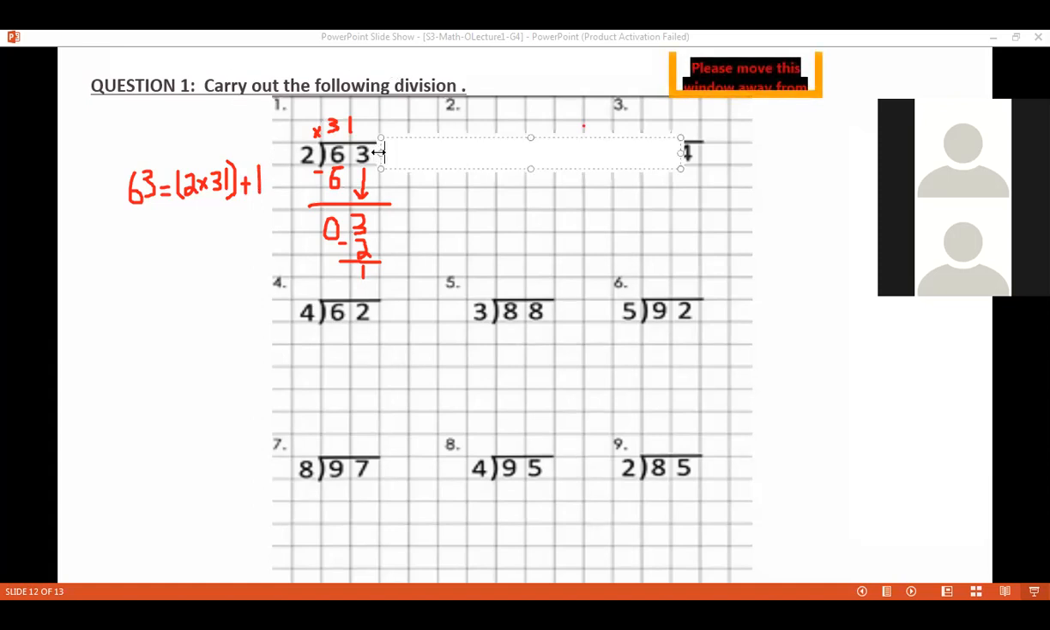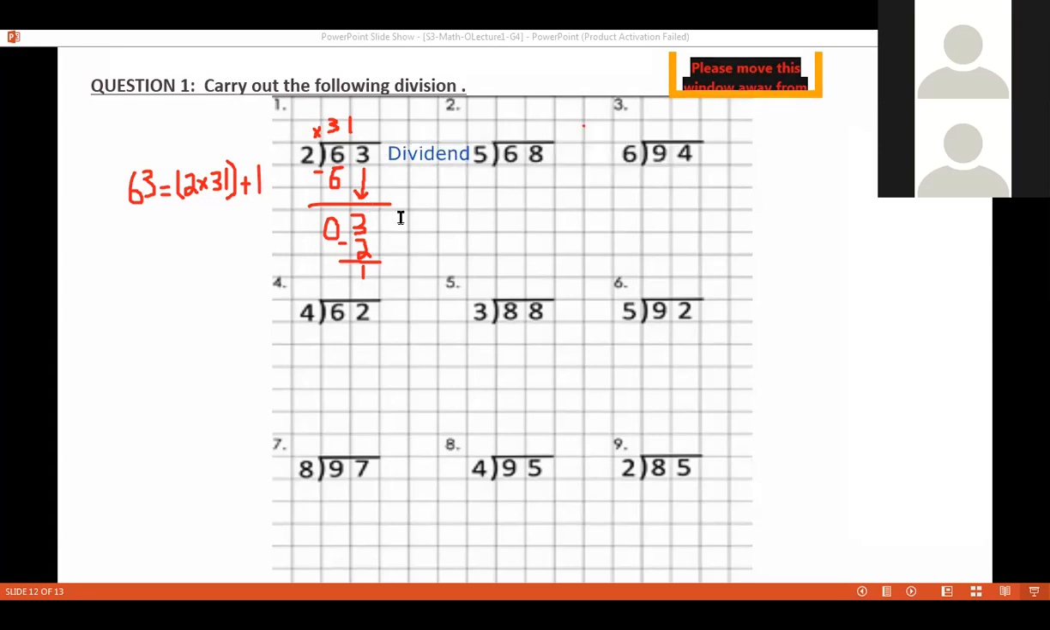What's the 63? Bravo, Hassan. 63, it's the dividend. What's 2? The 6 is the divisor. What's 31? Quotient. Excellent. Quotient. What's the 1? Remainder. Very good. Do you remember them? Yes. I want you to copy this, the first one, and then start solving the second one, please.